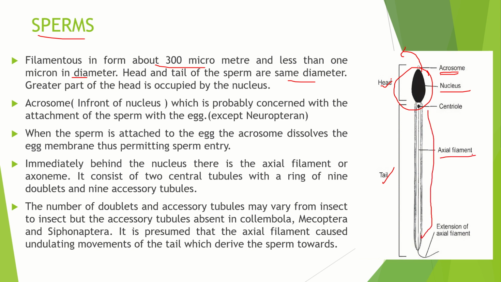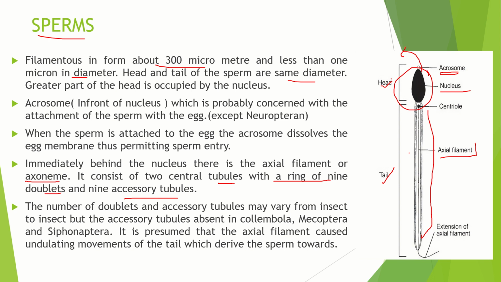This is called the axial filament or the axoneme. The axoneme consists of two central tubules with a ring of 9 doublets and 9 accessory tubules.